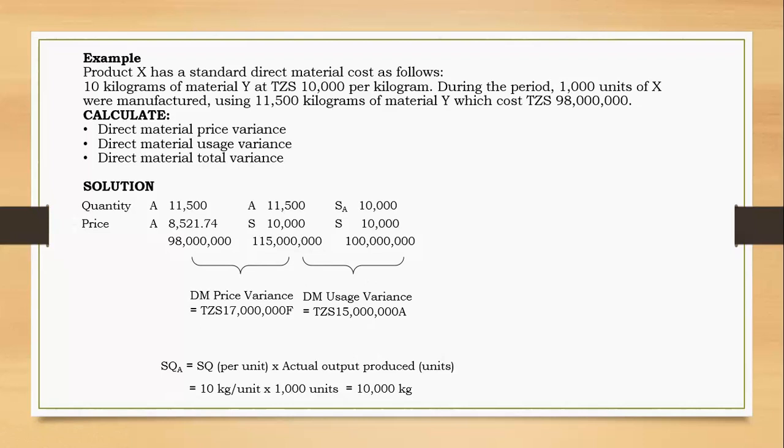And if you need to know the direct material total variance here, you just add them. So 17 million favorable plus 15 million adverse would have 2 million favorable. Note that this is favorable and this is adverse. So if favorable is given a positive sign, adverse would have a negative sign. So it would be 17 million minus 15. Remaining is 2 million that is favorable. So that's what we have to do here.